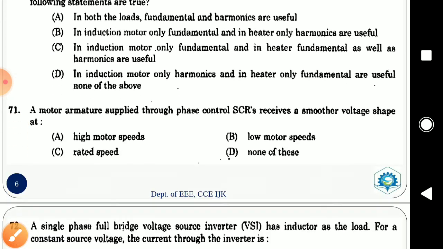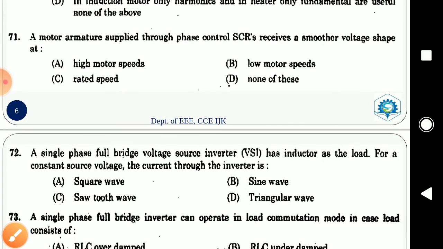We can move on to question 71. A motor armature supplied through phase control SCR receives a smoother voltage shape at. The answer is high motor speeds.